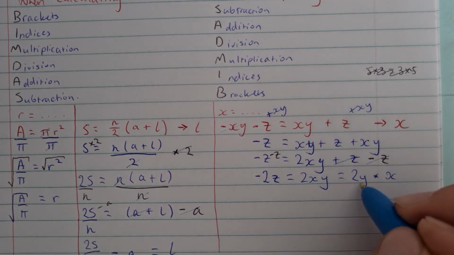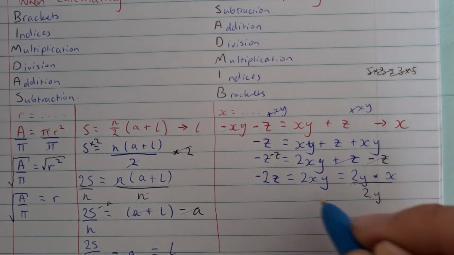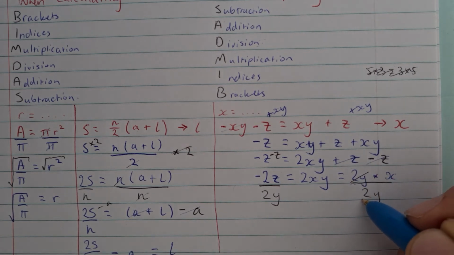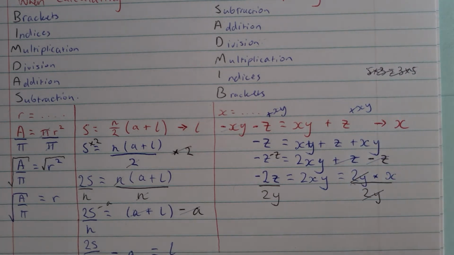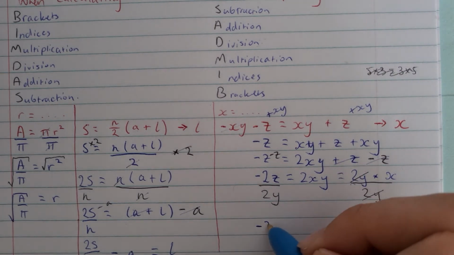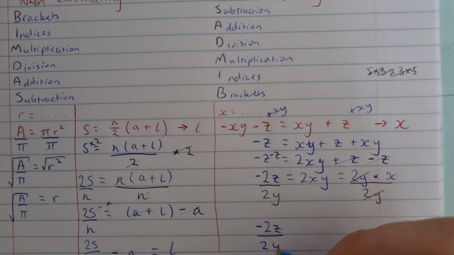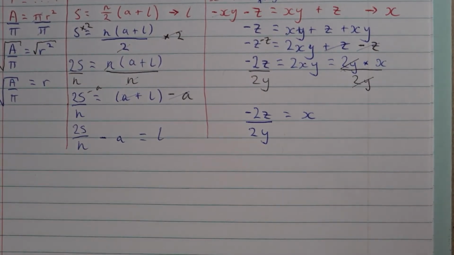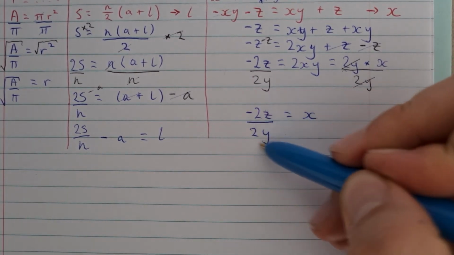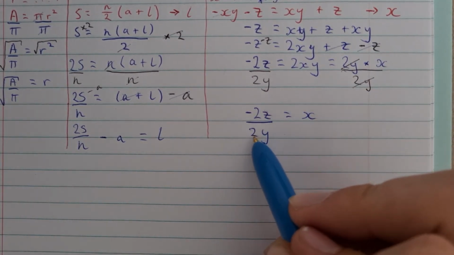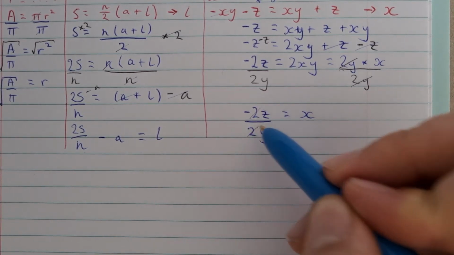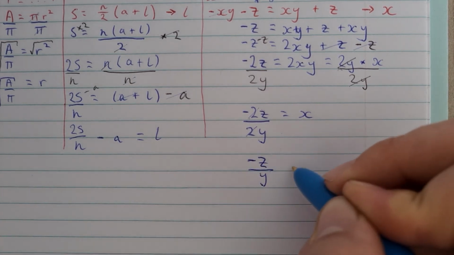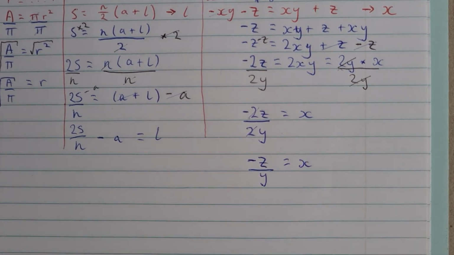So in order to fix this up, I'm going to divide both sides by 2y. This 2y term and this 2y term will cancel out, and I'm left with negative 2z all over 2y is equal to x. And I can actually simplify this fraction. I notice that the numerator and denominator have a common factor of 2, so they cancel each other out, these 2's. And in the most simple form, I've got negative z over y is equal to x.